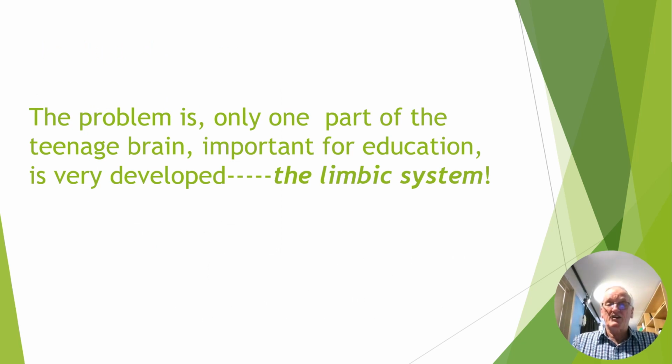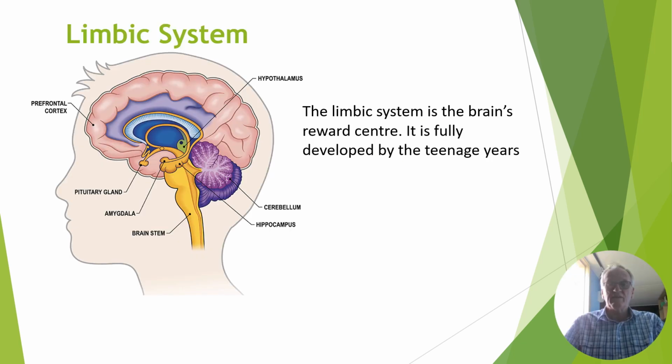The problem is that only one part of the teenage brain is really very developed. It's almost fully developed, and it's the limbic system. The limbic system, deep in the center of the brain, is the brain's reward center, fully developed, as I've mentioned, in teenage years. And the particular parts I'm going to be interested in are the amygdala and the hippocampus.